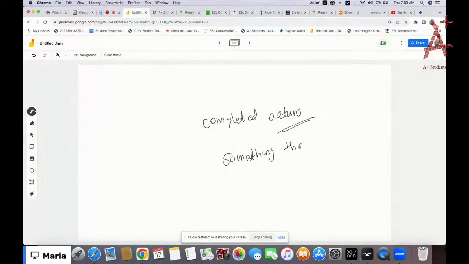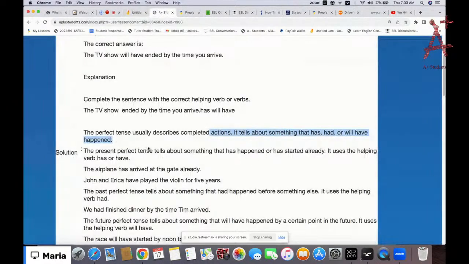Okay, so you need to take note of all this: has, had, and will happen. Okay, that's what the perfect tense is all about. So it's usually completed actions, so it describes completed actions, and then it also tells about something that has, had, or will happen.